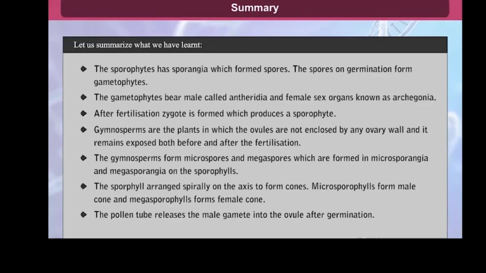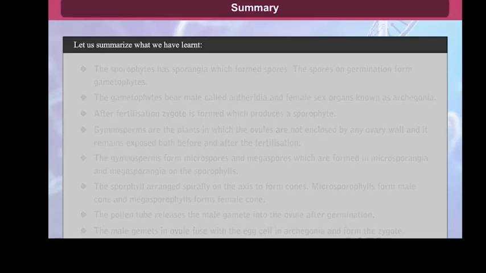The pollen tube releases the male gamete into the ovule after germination. The male gametes in ovule fuse with the egg cell in archegonia and form the zygote. After the fertilization, the zygote develops into an embryo and the ovules into seeds.